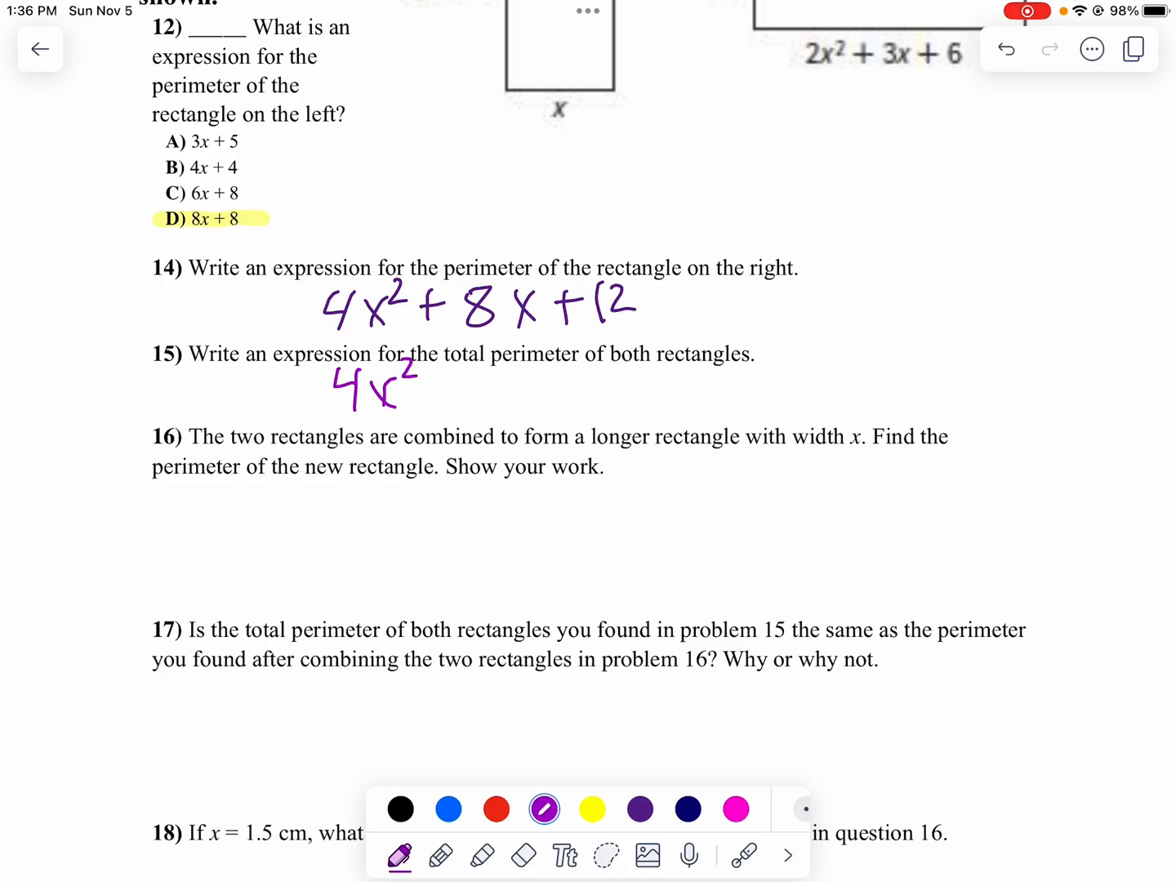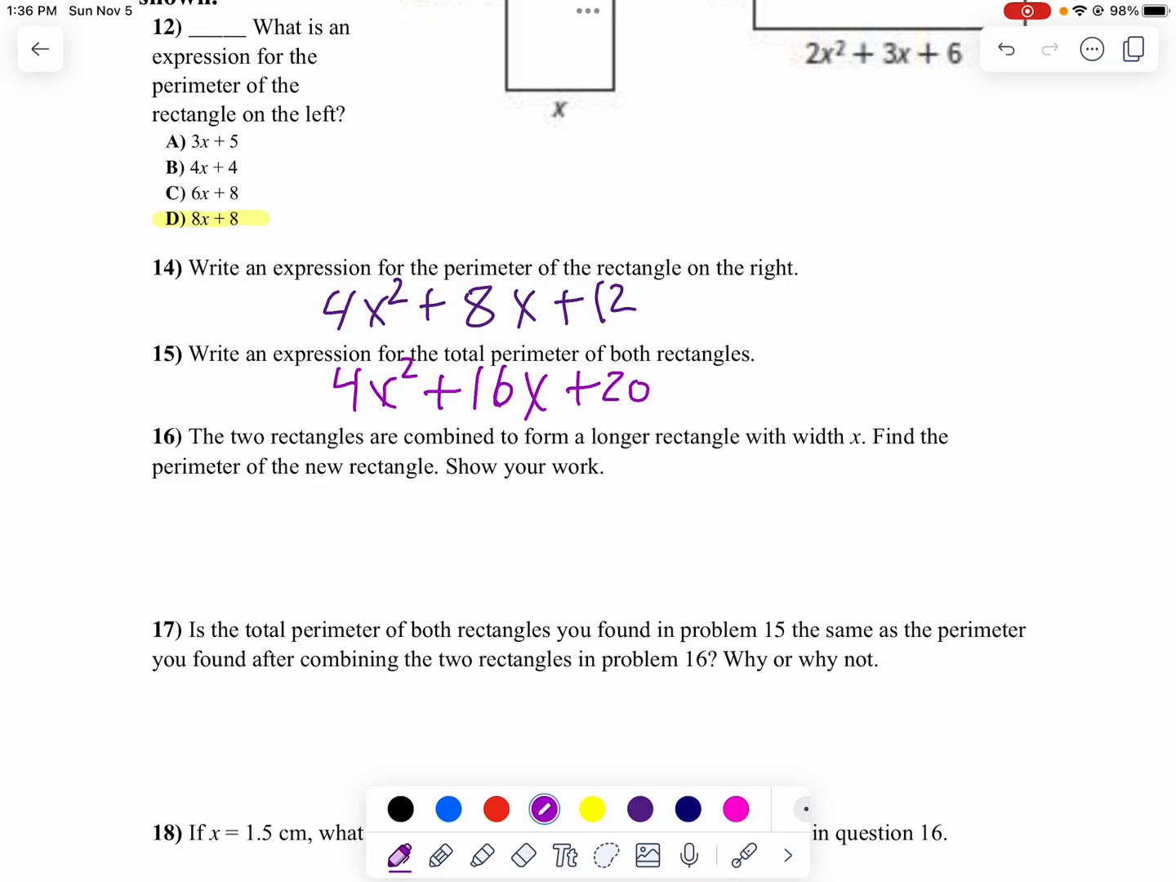And then if we take 8x plus 8x, well, that'll be 16x. So plus 16x. And then 12 plus 8 is 20.